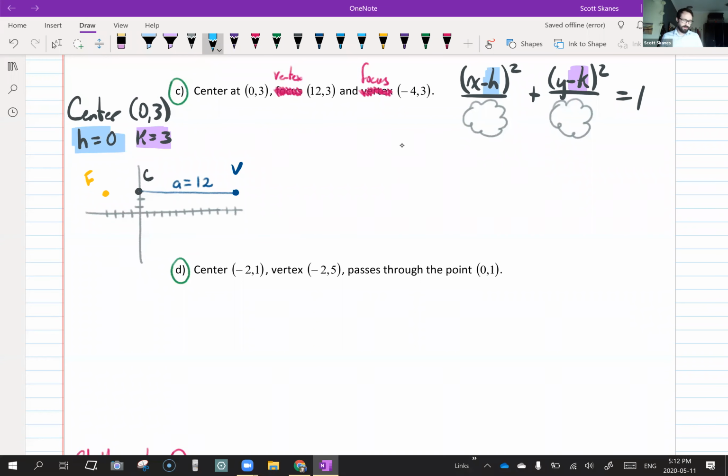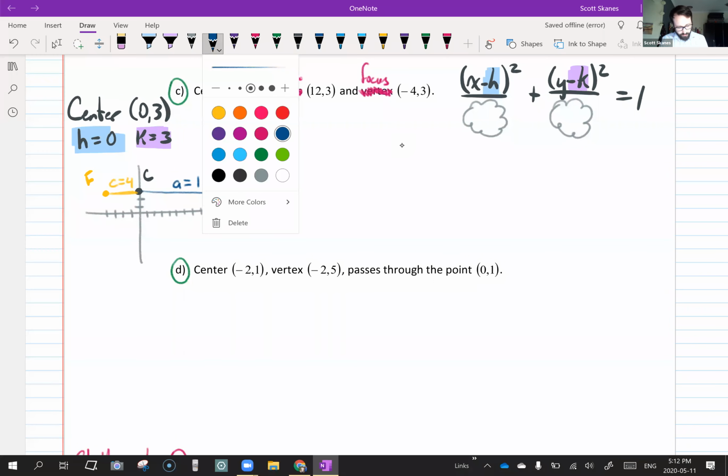No, we can't because we have no vertical information. But we can figure out C. So let me just show you, I'll jump ahead. This distance, C is 4. We don't care about negatives, it's all distances, okay? So we have C is 4. So let me write a few things on the page and it'll become clear once I go back through it, okay? Just bear with me for a second.